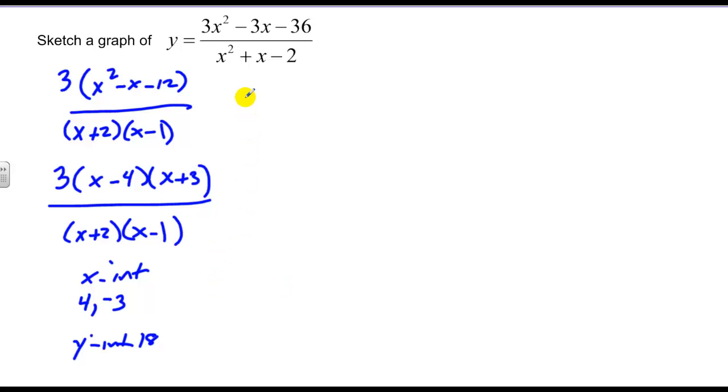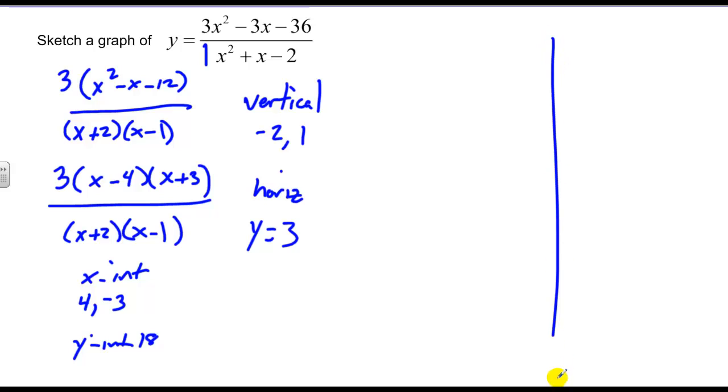My vertical, I set the denominator equal to 0. I get negative 2 and 1. And my horizontal, we'll notice once again our degrees match, so divide the leading coefficients and I get y equals 3. Let's go ahead and sketch this guy out.